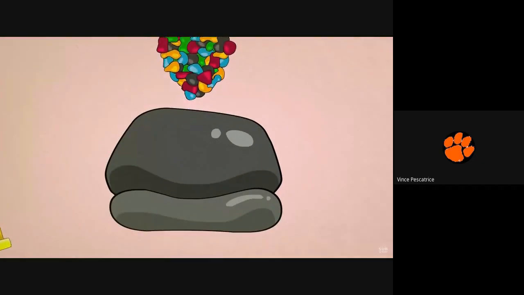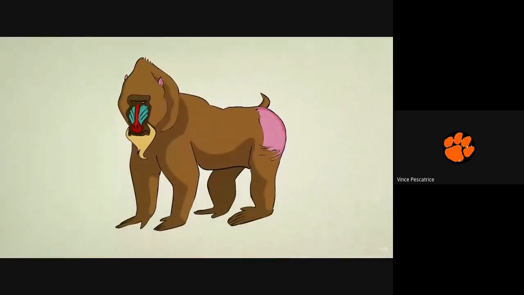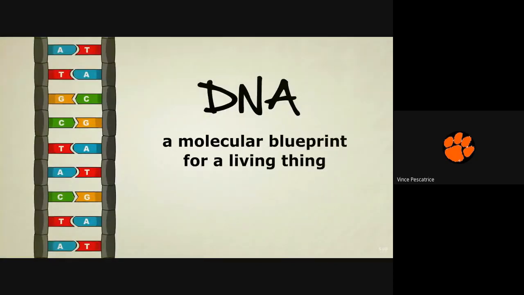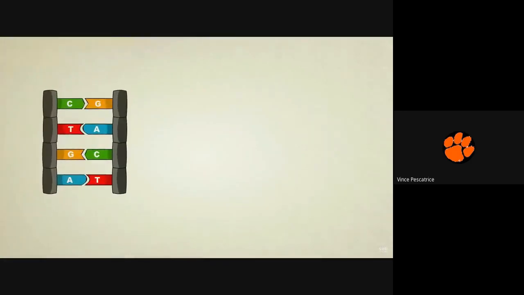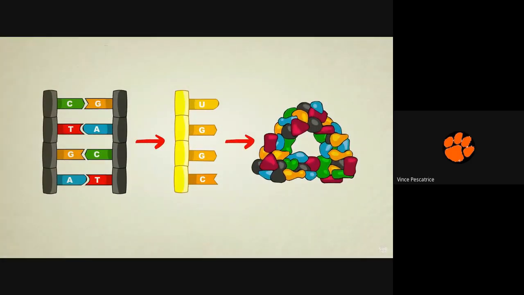Once a protein is built, it can then go on to do a number of different things, one of which could be to help form a brand new cell. So to answer the original question, what is DNA? DNA is a molecular blueprint for a living thing. How does it work? DNA creates RNA, RNA creates protein, proteins go on to form life.